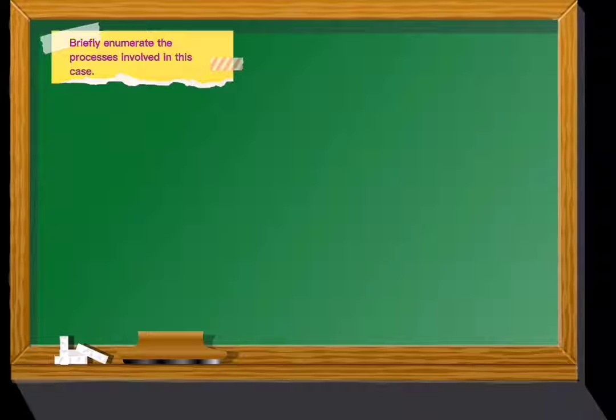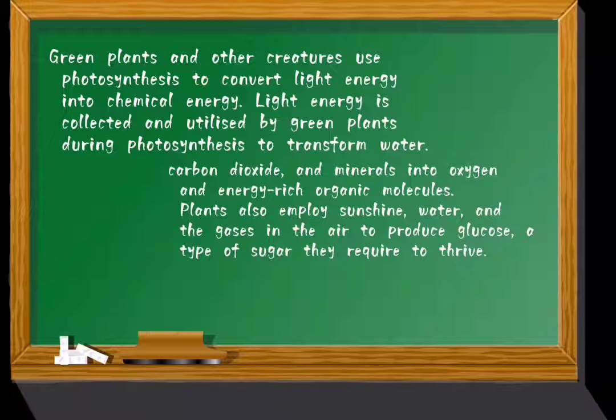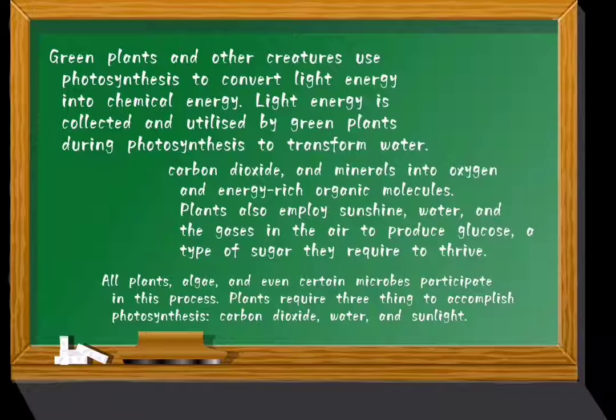Briefly enumerate the processes involved in this case. Green plants and other creatures use photosynthesis to convert light energy into chemical energy. Light energy is collected and utilized by green plants during photosynthesis to transform water, carbon dioxide, and minerals into oxygen and energy-rich organic molecules. Plants also employ sunshine, water, and the gases in the air to produce glucose, a type of sugar they require to thrive. All plants, algae, and even certain microbes participate in this process. Plants require three things to accomplish photosynthesis: carbon dioxide, water, and sunlight.